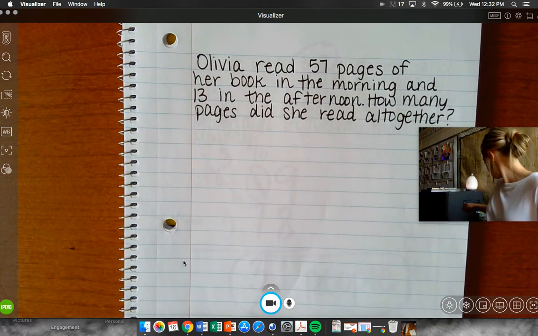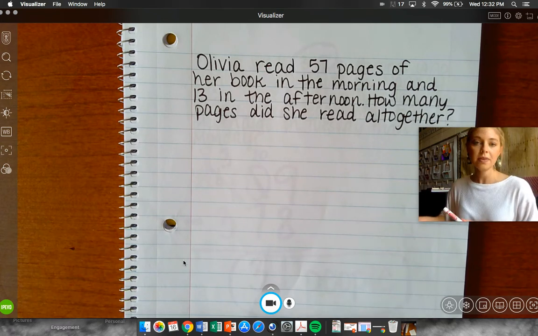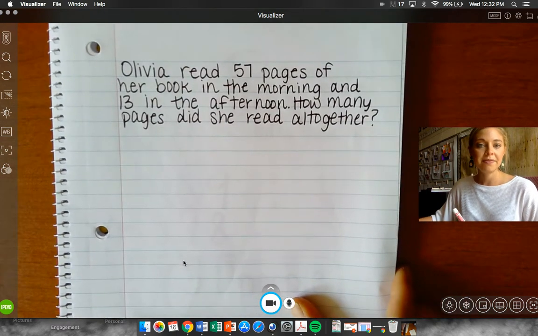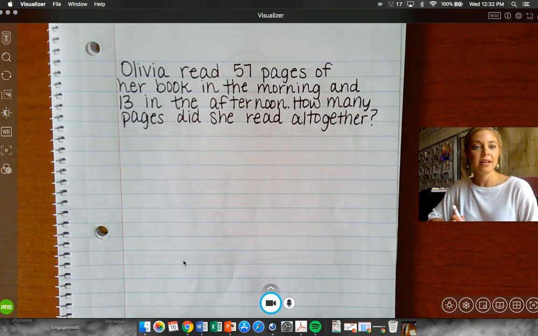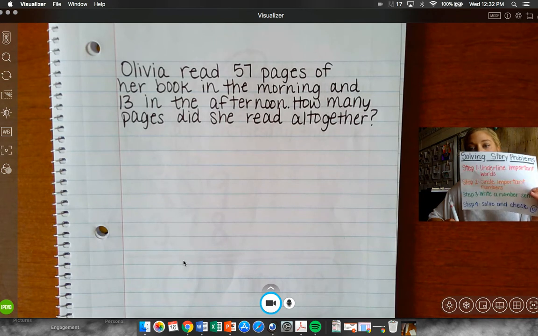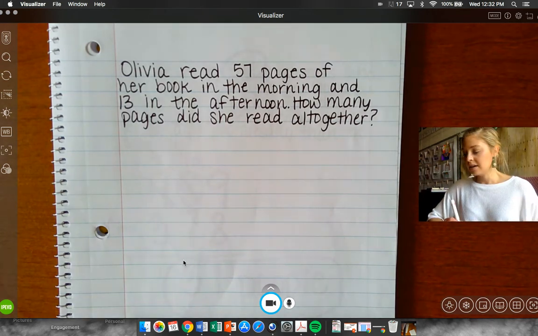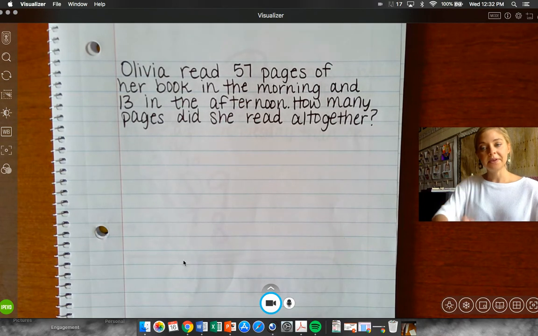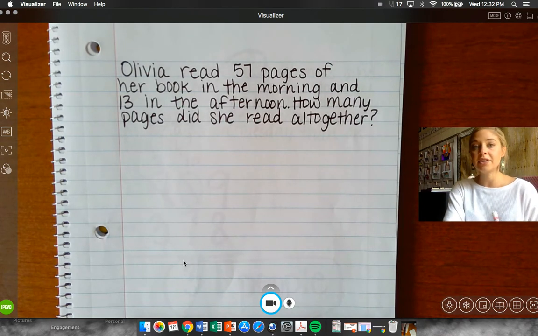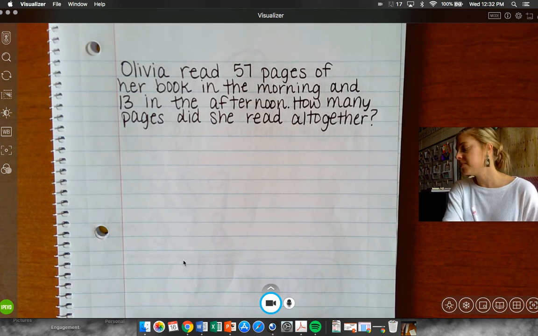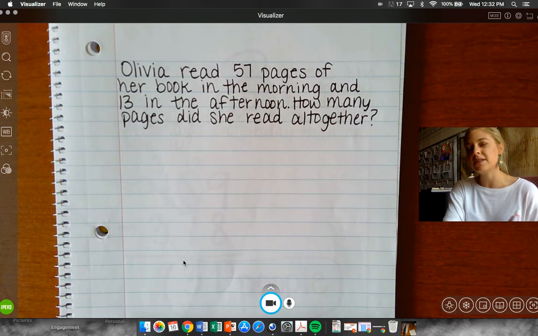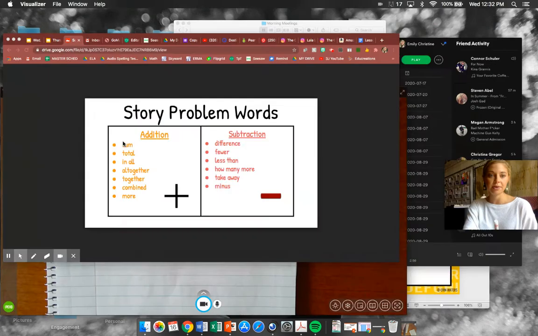2 more problems to go. I'm going to use red this time. Next problem says, Olivia read 57 pages of her book in the morning and 13 in the afternoon. How many pages did she read altogether? All right, so my first step is to underline important words. So, remember, when we underline important words, we are underlining the words that tell us either adding or subtracting. So what word do you see in this problem that you think is important and tells us if we need to add or if we need to subtract? And if you're not sure, you could look here.